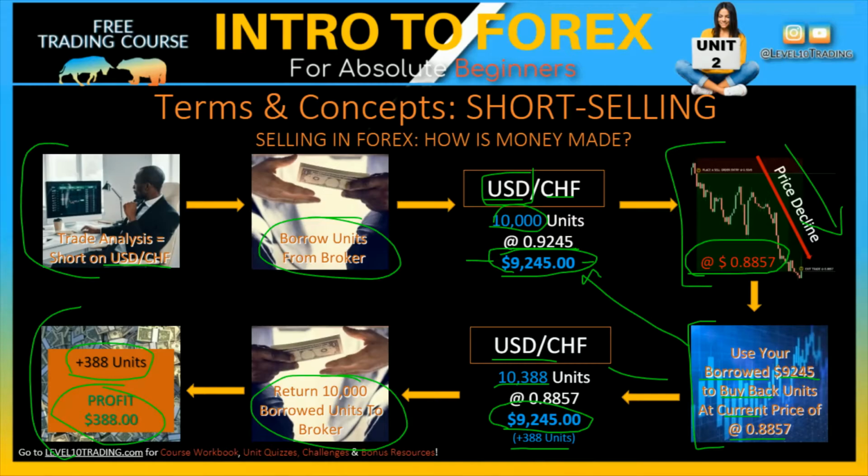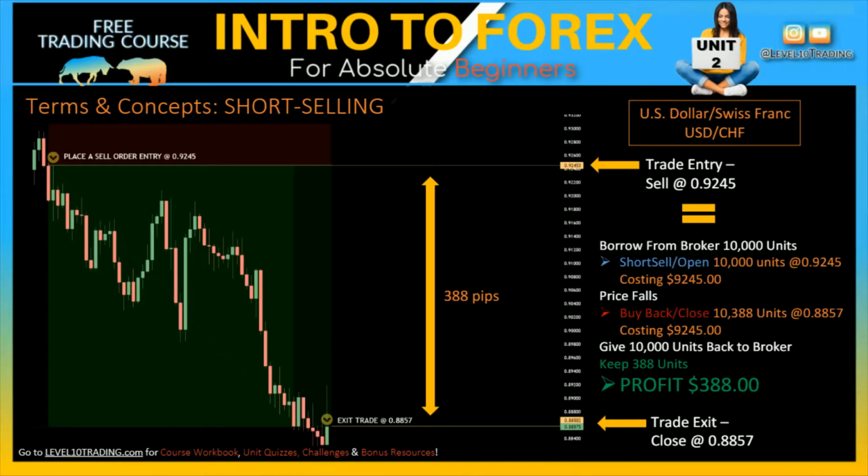Let's look at this same thing on a chart screenshot here. Here on this sell example, we are still on the dollar franc up here. We see that our analysis gave us an entry signal right up here on this candle that closed at the 92.45. Okay, that's where we're at.